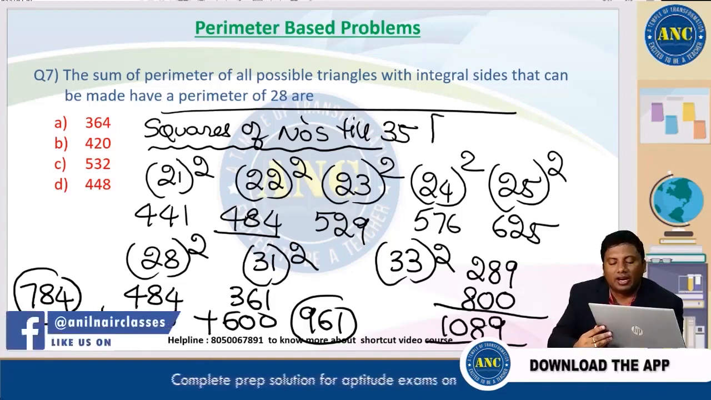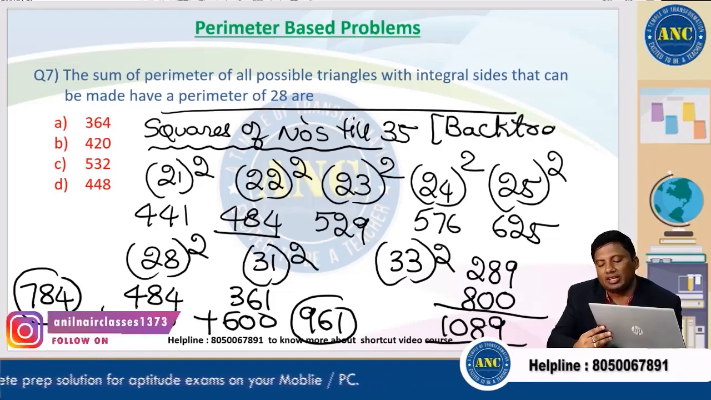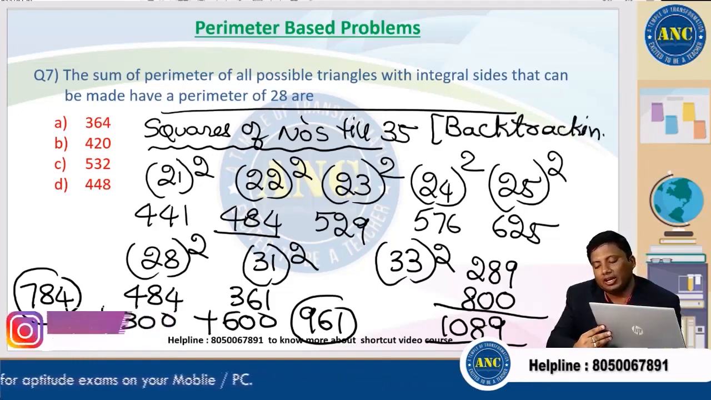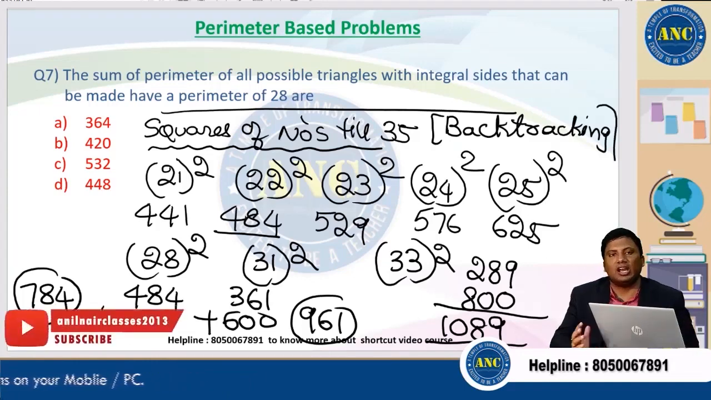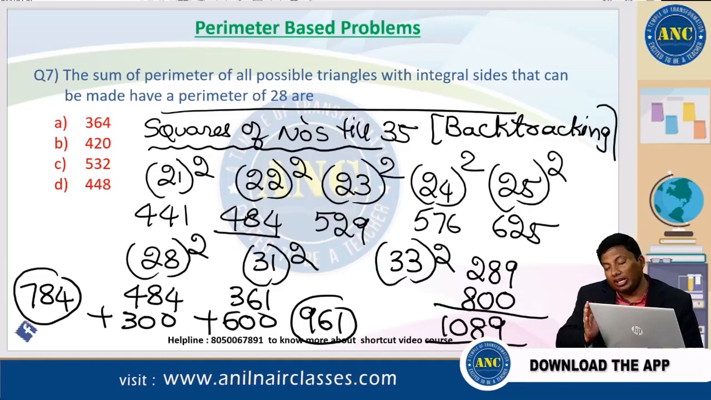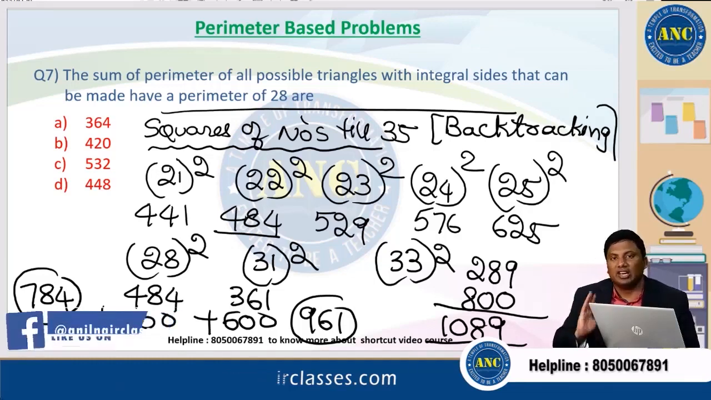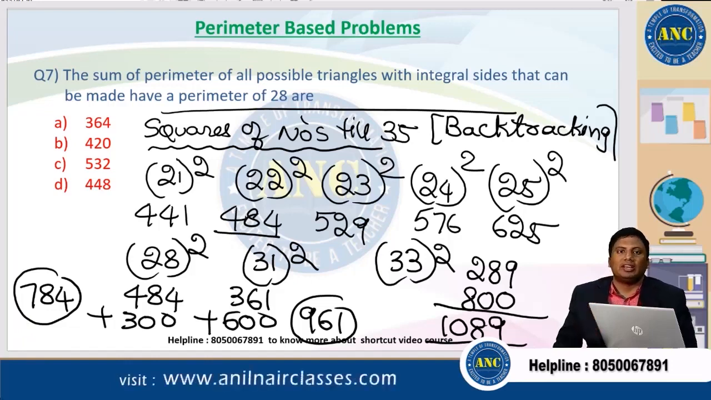This method we call the backtracking method. It helps you in finding squares till 35. What if it is beyond 35? If I find any numerical value, I will discuss. Again, I am repeating it for the second time.